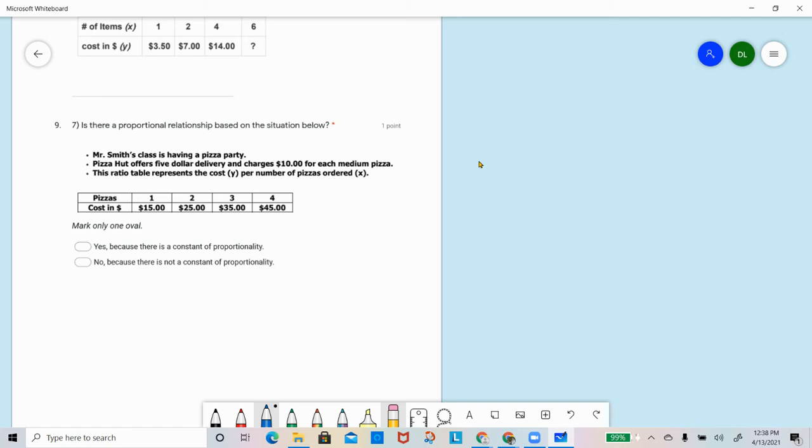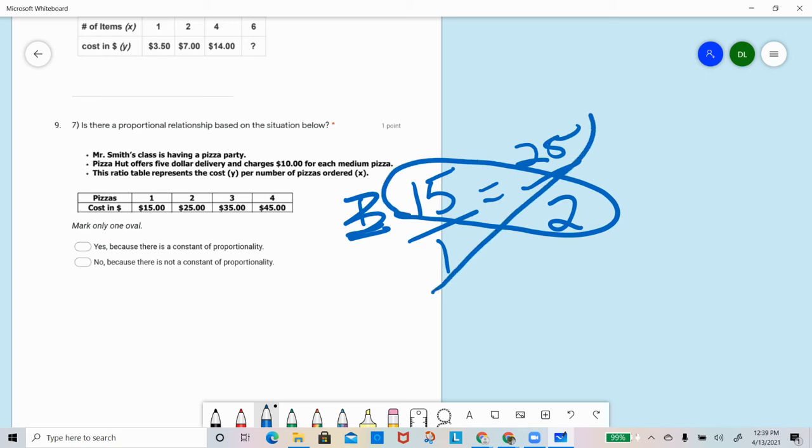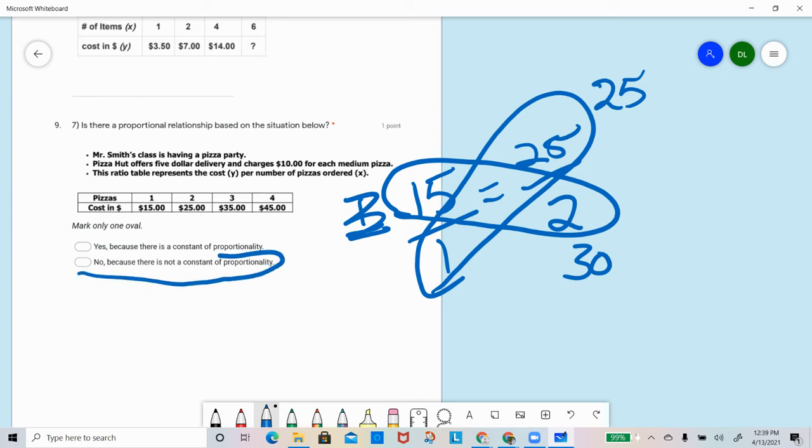Okay, so we know that proportional means that we can set these up. If 15 for 1, then it should be the same for 2. So we have 25 for 2. If this is true, then this and this should be equal. And we can see right away they're not, right? 30 here, 25 here. Obviously, this isn't a proportional relationship. 1, 15, 2 should have been 30, 3 should have been 45. So you can see right away that this is not a proportional relationship.